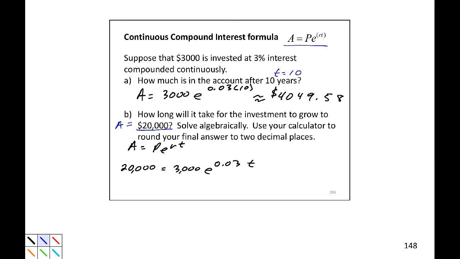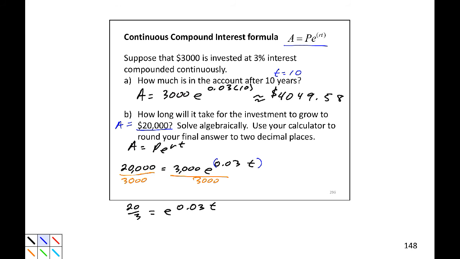I'm going to put this in parentheses. Emphasize that. The exponent is all raised to the E power. All right, now here we can divide by 3,000. And that will reduce to be 20 over 3. 20 over 3 equals E to the 0.03 T.